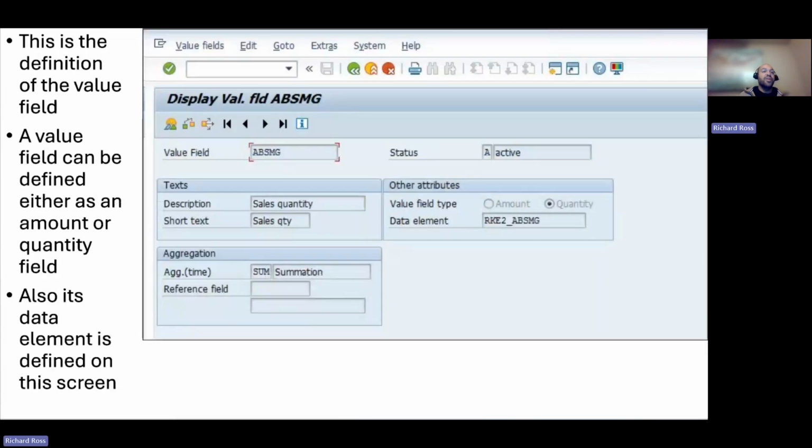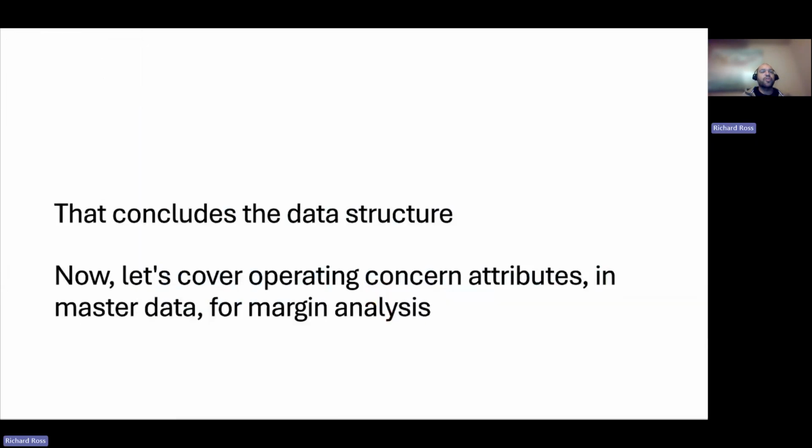This is the definition of the value field. A value field can be defined either as an amount or quantity field. Also, its data element is defined on this screen. Quantity, amount, data element. That concludes the data structure.